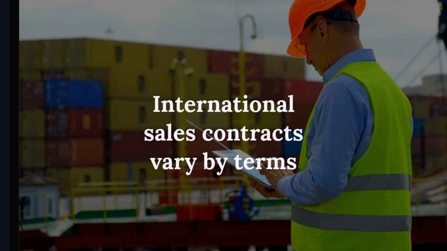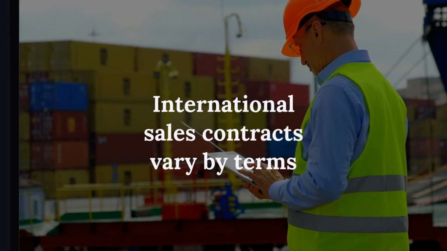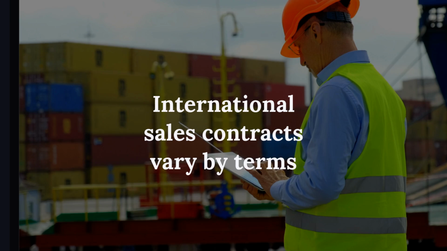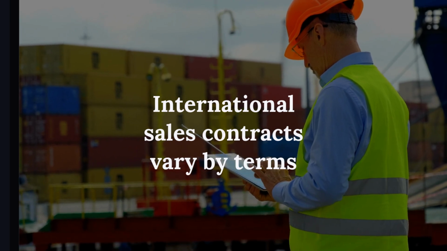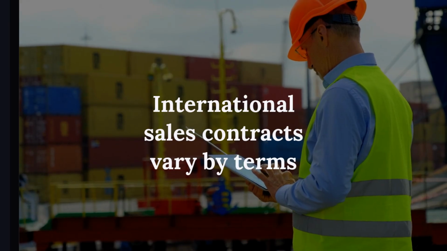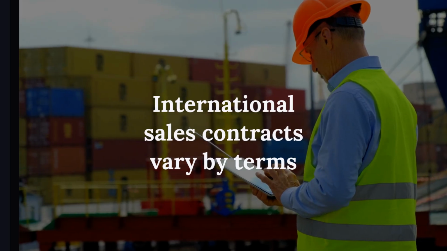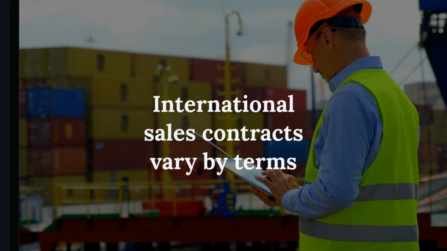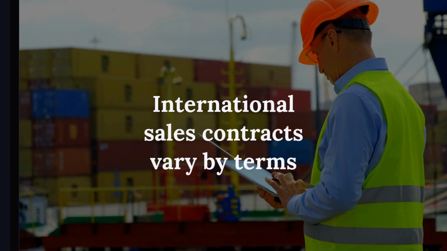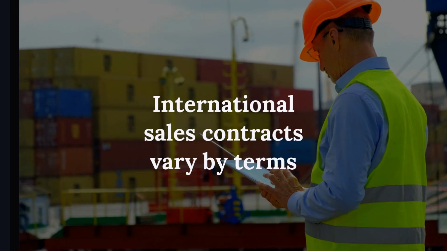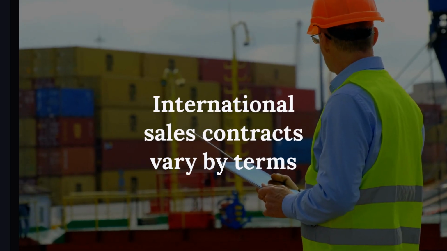There are several types of international sales contracts, categorized by delivery and payment arrangements. Cost, insurance, and freight contracts require the seller to handle shipping and insurance. Free on-board contracts transfer risk once goods are loaded onto the ship. Free alongside ship contracts end the seller's responsibility once goods are beside the vessel. Ex-works contracts place maximum responsibility on the buyer.